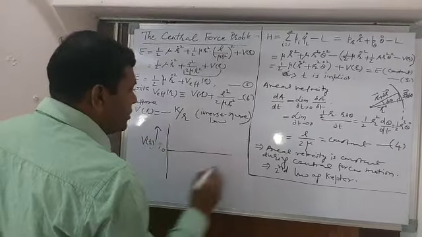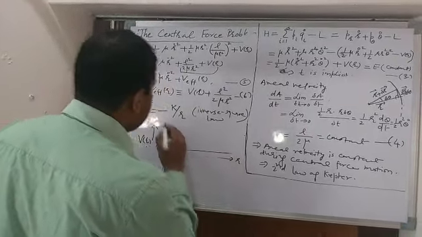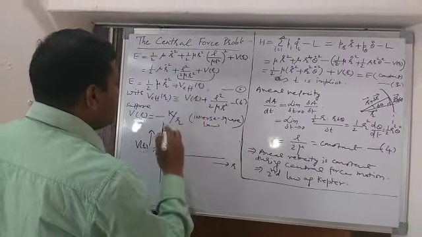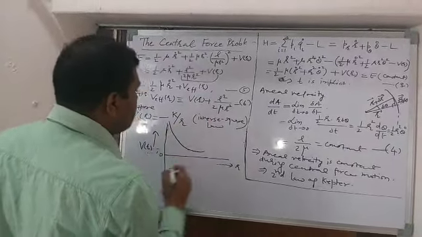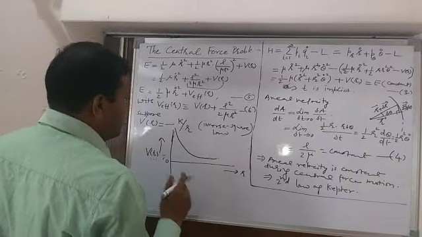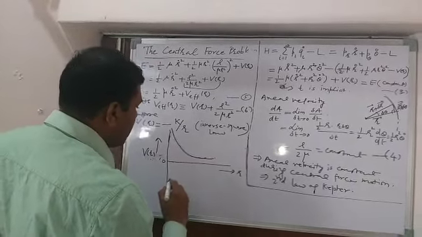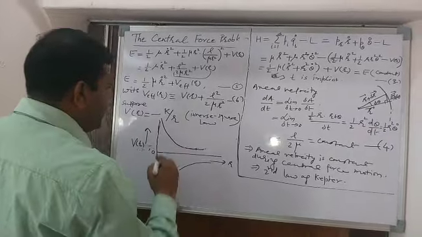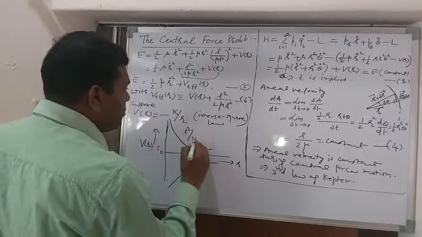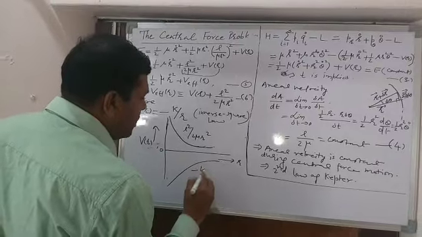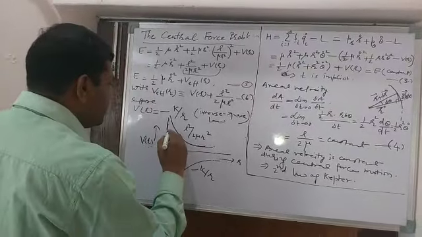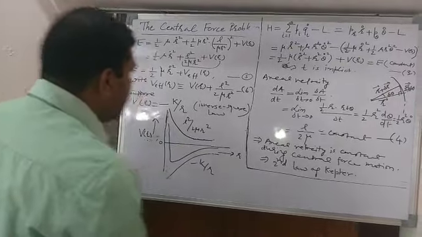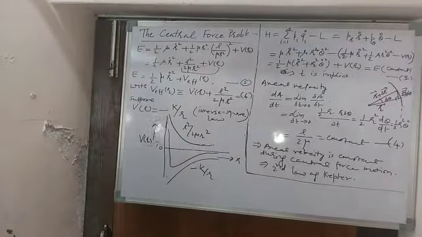So this is my origin, this is the r axis. If we plot, suppose this is L square by 2 mu r square, it is going to look like this. Similarly, this will have a smoother form, this is minus k by r. So if we sum up these two, we will get something like this. Now let's check the features of this.